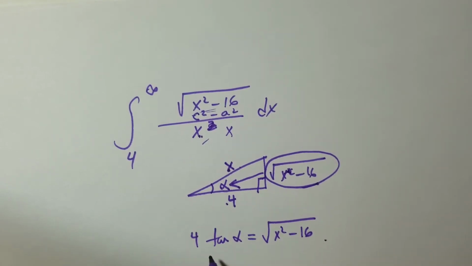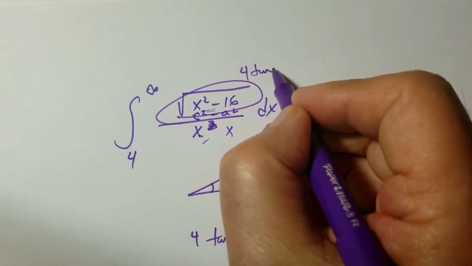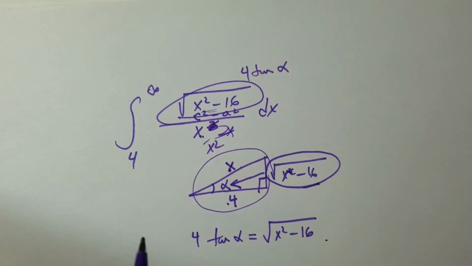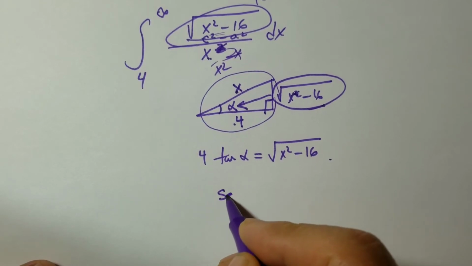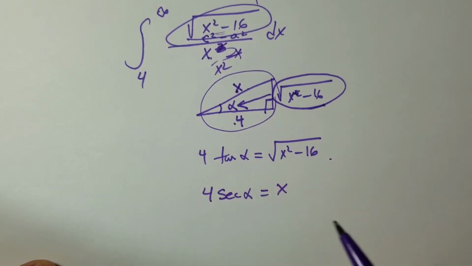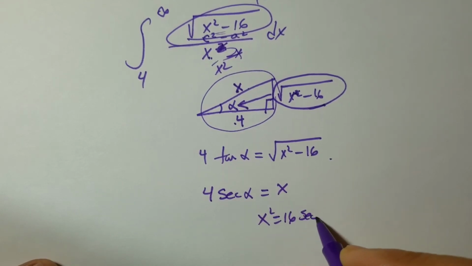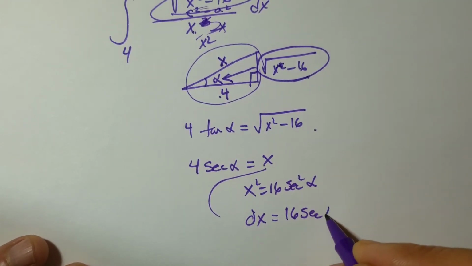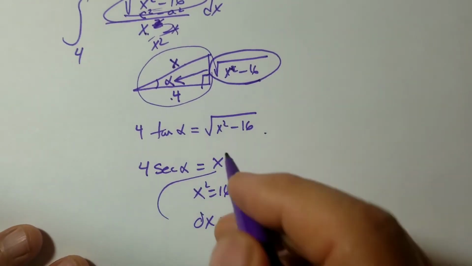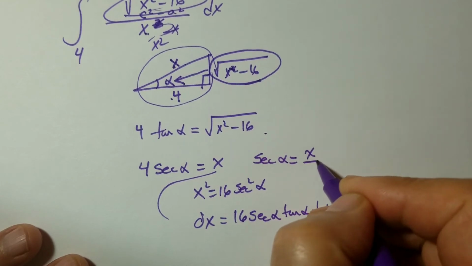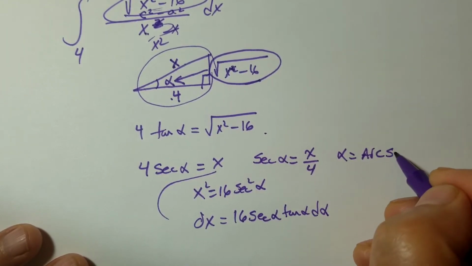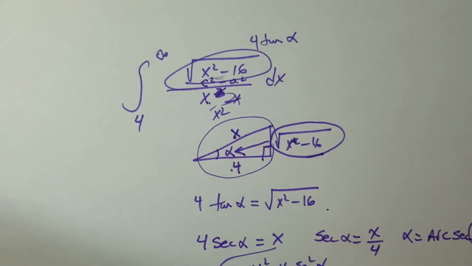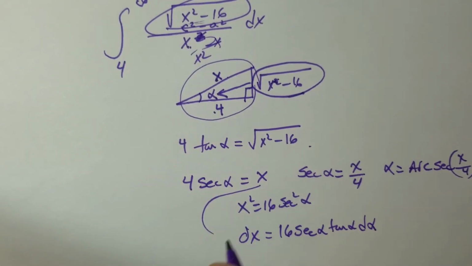This is over 4, but I put the 4 here. Therefore, I put on my numerator 4 tangent of alpha. But instead of x squared, I'm going to go in here and solve for a helping equation. And that helping equation is secant of alpha equal to x over 4. And my x squared is 16 secant squared of alpha. And my dx is 4 secant of alpha tangent of alpha d alpha. And if one day I needed to solve for alpha, your alpha is arc secant of x over 4. Okay, let's go to the problem. The top is a tangent. It is 4 tangent, not a tangent.